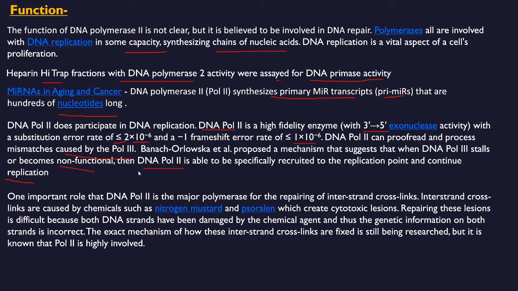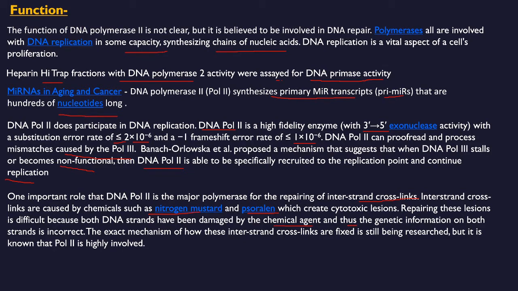And the last one, one more important role of DNA Pol2, is that it is the major polymerase for the repairing of interstrand crosslinks. Interstrand crosslinks are caused by chemicals, that is nitrogen mustard and psoralen, which create cytotoxic lesions. Repairing these lesions is difficult because both DNA strands have been damaged by the chemical agent. Those are the nitrogen mustard and the psoralens. Just remember those chemical agents, and thus the genetic information on both strands is incorrect.